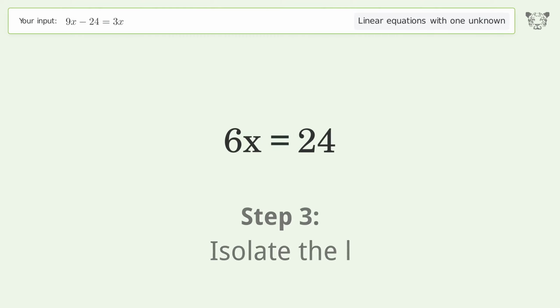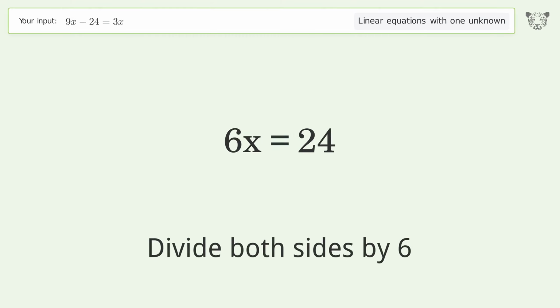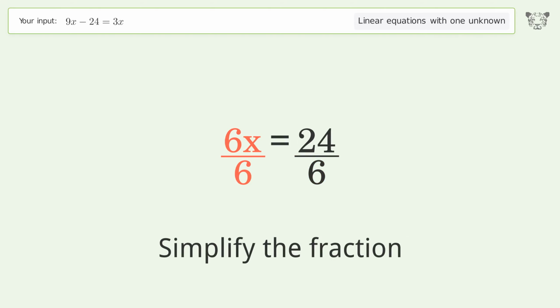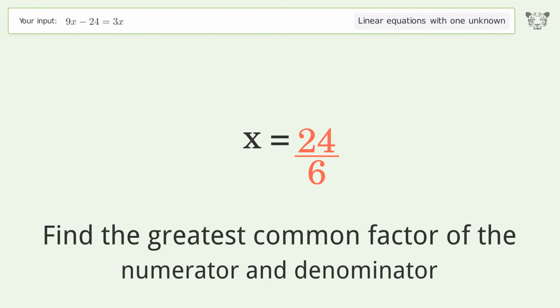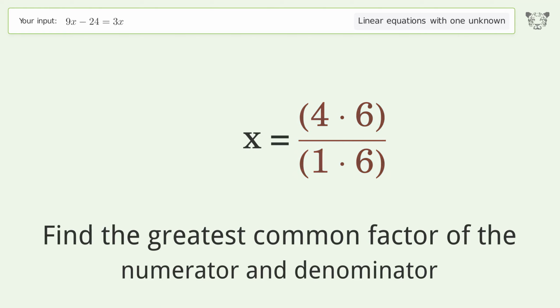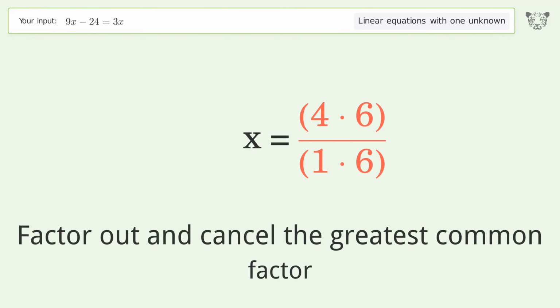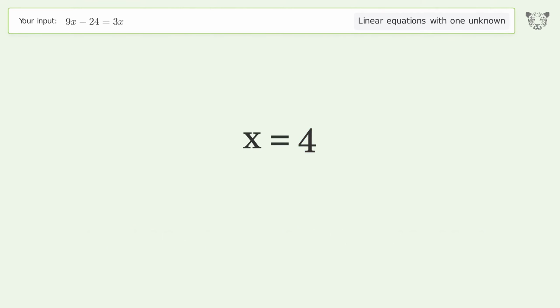Isolate the x. Divide both sides by 6. Simplify the fraction. Find the greatest common factor of the numerator and denominator. Factor out and cancel the greatest common factor. And so the final result is x equals 4.